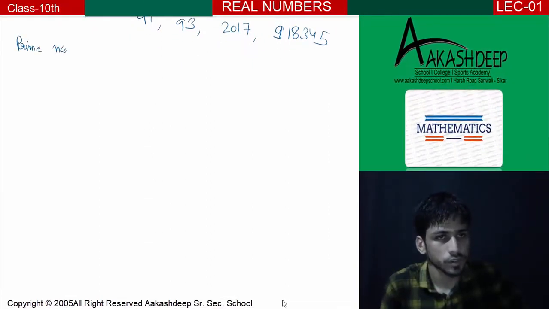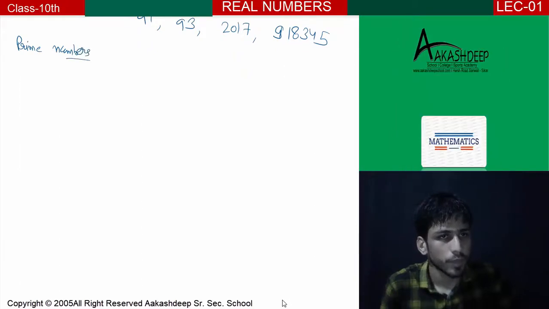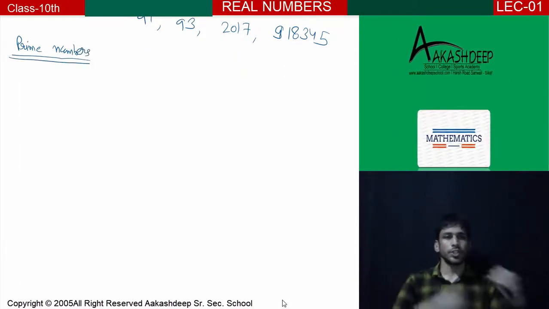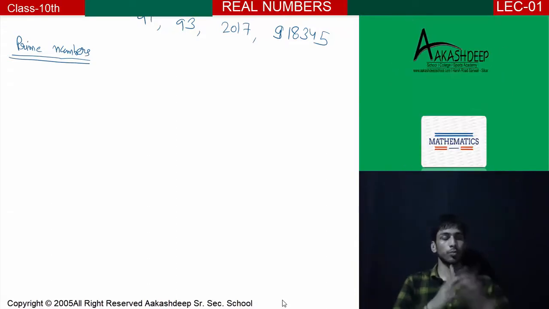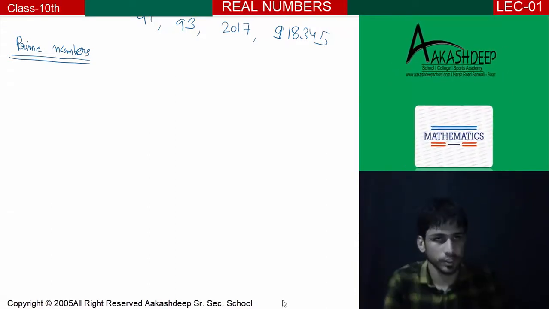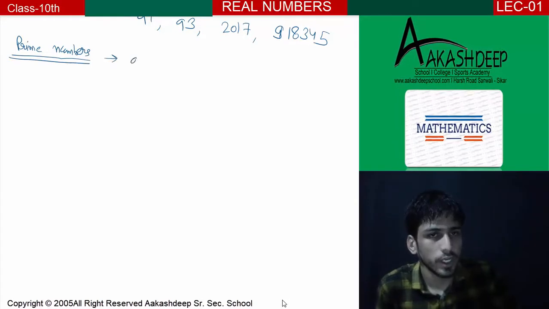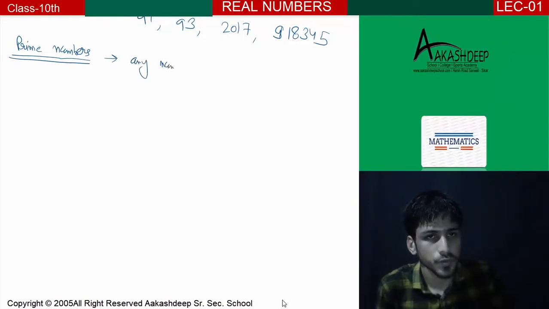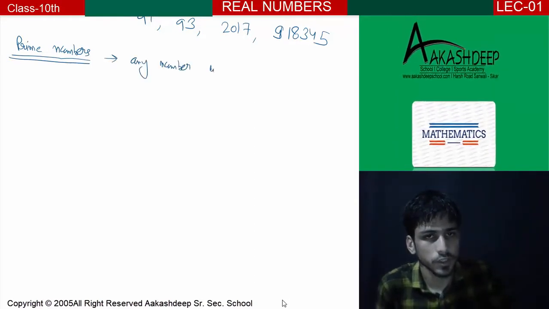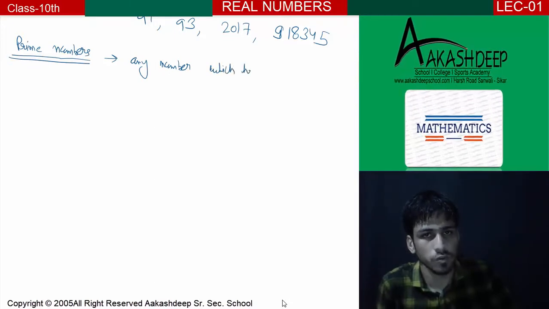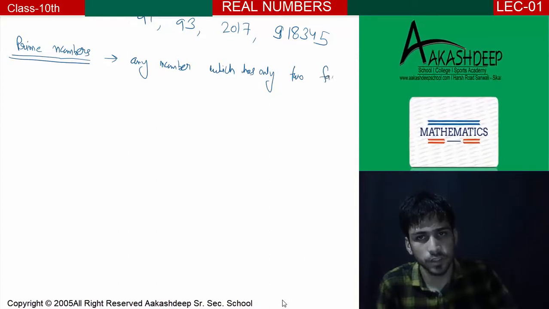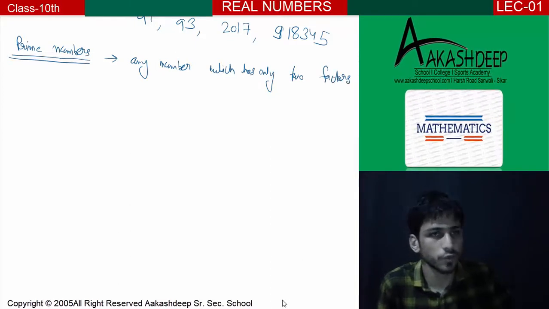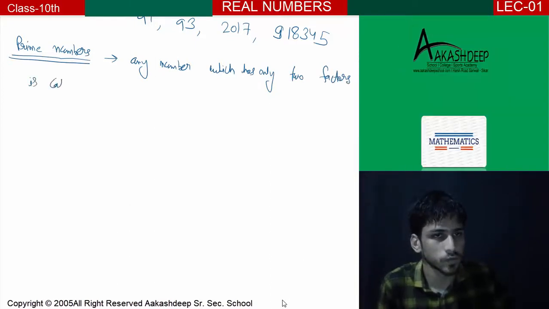Prime numbers. Prime numbers are those numbers which are divisible by 1 and itself, or we can say any number is called a prime number which has only 2 factors. It means any number which has only 2 factors is called a prime number.